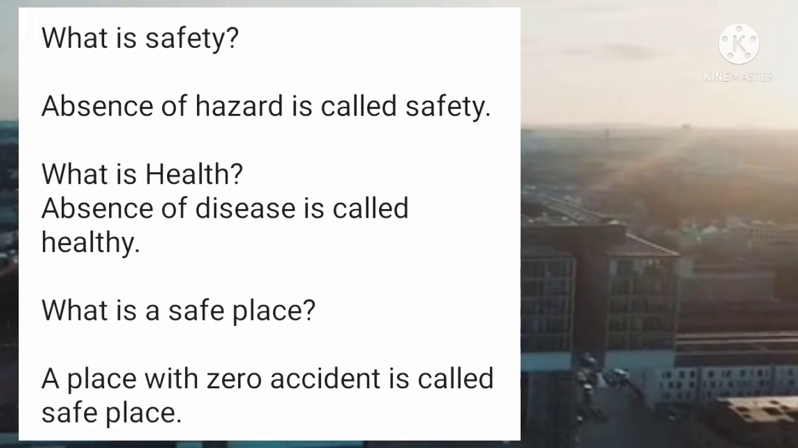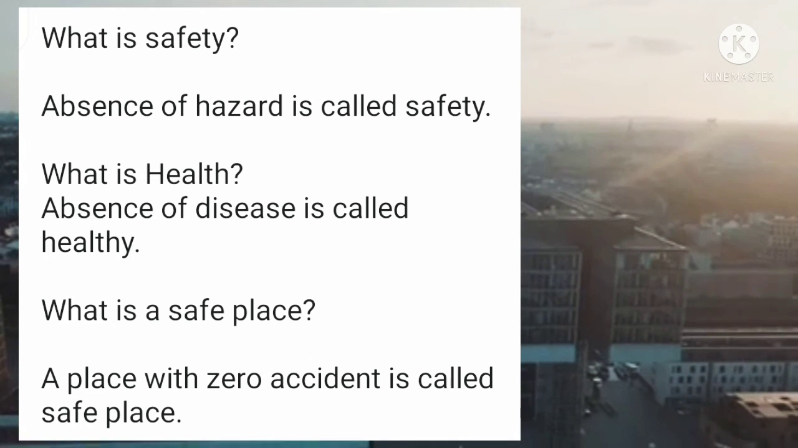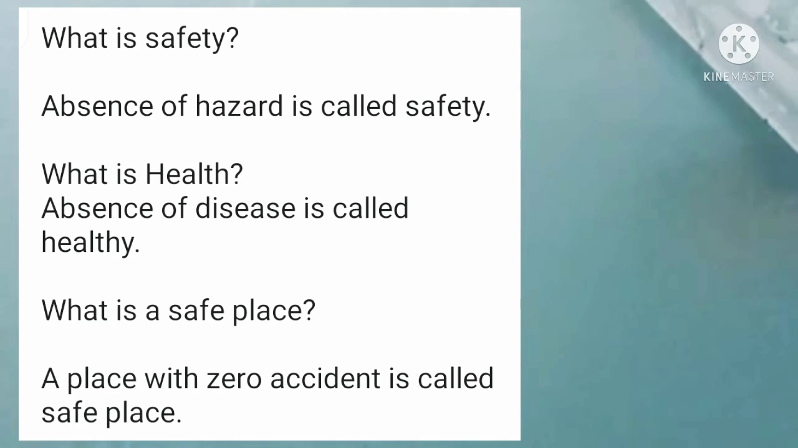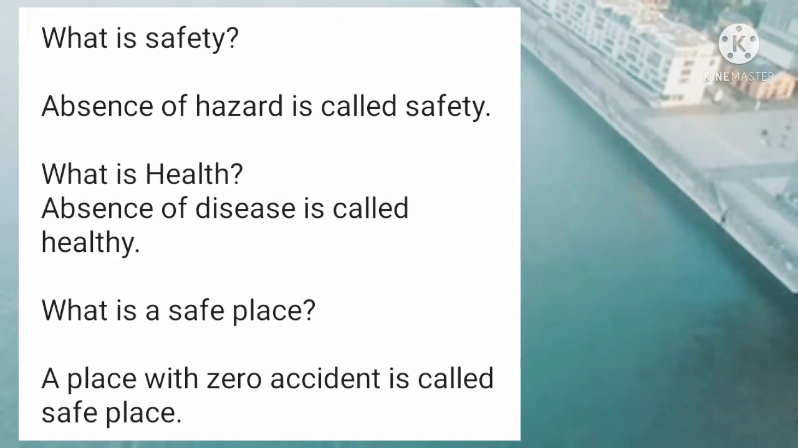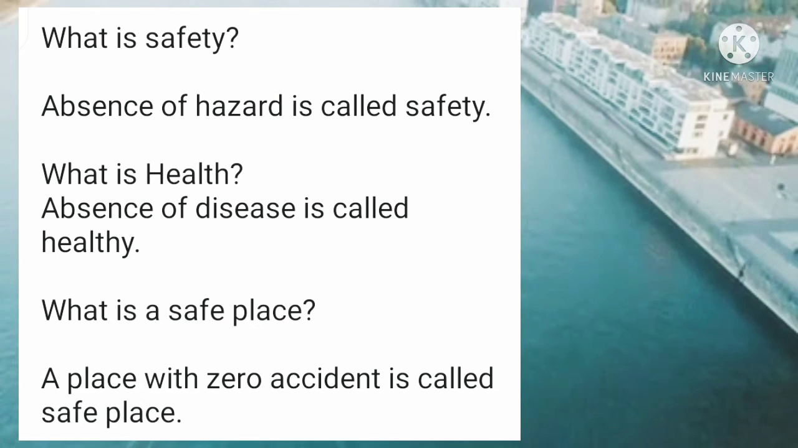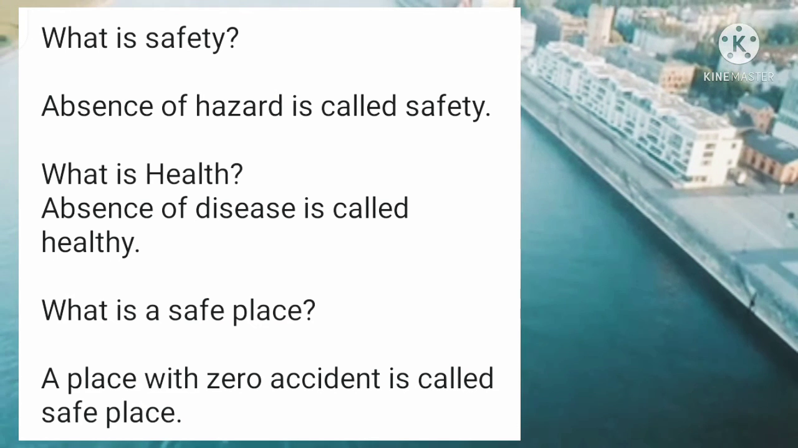What is safety? Absence of hazard is called safety. What is health? Absence of disease is called healthy. What is a safe place? A place with zero accidents is called a safe place.